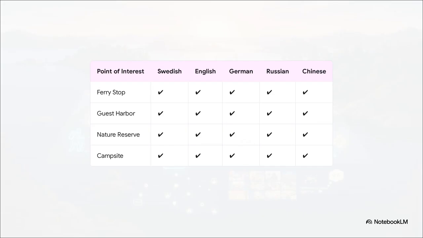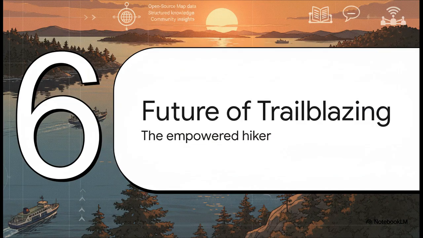And here's the result. Just look at this. It doesn't matter if you're looking for a campsite in English, or German, or French, or Chinese, the system just pulls the same core data and shows it to you in your language. And just like that, the language barrier has basically vanished. So, what happens when we stack all these layers together? What do we get? Well, we've turned a flat, static map into a living, intelligent guide that's deeply personal. It's a system that truly empowers any hiker from anywhere in the world to go out and confidently explore this incredible landscape. And it gives us a blueprint for the future.